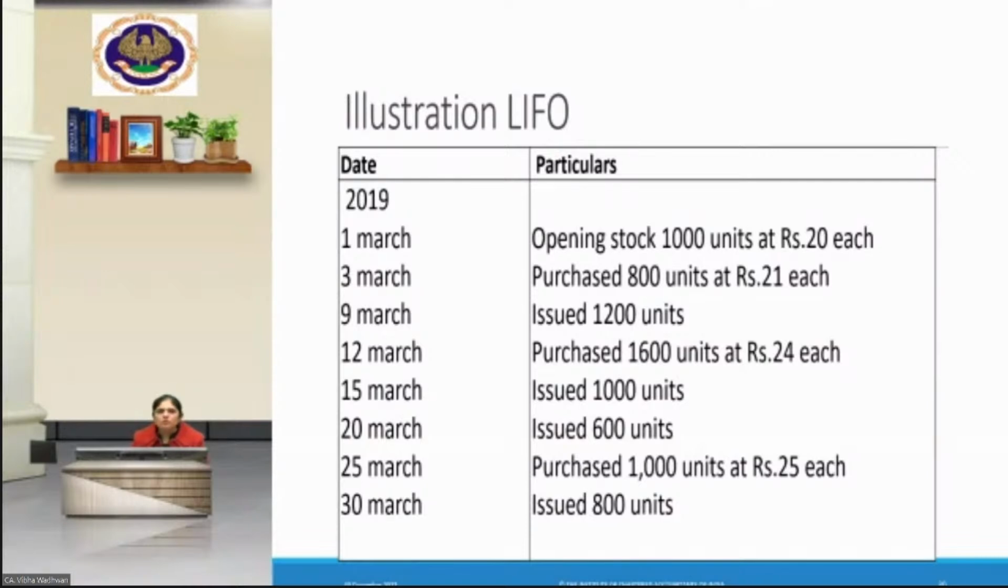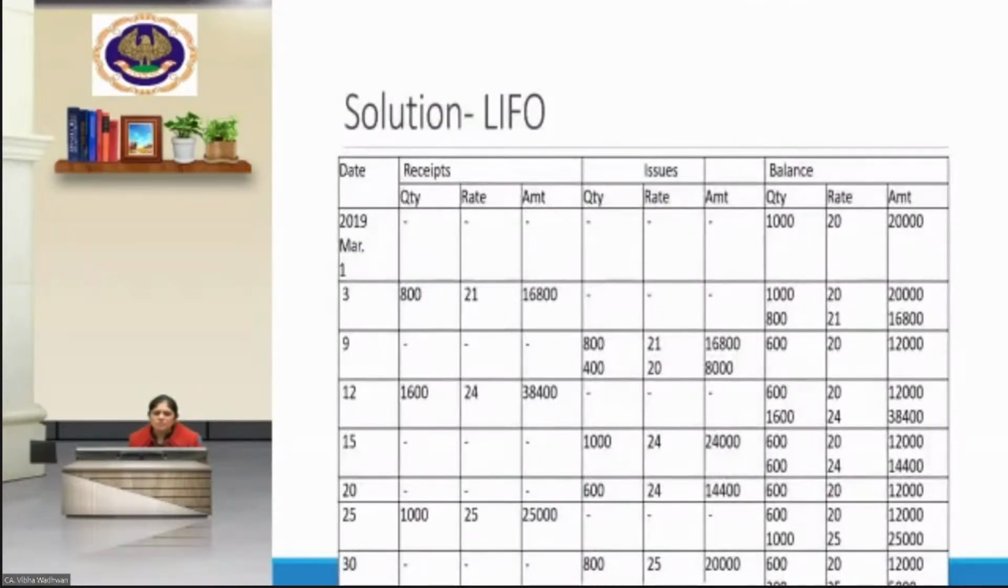Let us get back to LIFO, and I'm taking you to the solution. So this is the solution of LIFO. Again, the 4 columns: date, receipts, issues, and balance. If you have taken note of the question, there was an opening balance of 1,000 units at the rate of 20, so 20,000 was the opening balance. We have purchases of 800 on 3rd of March. So update the balance. 1,000 was the original one and 800 is the new purchase. Clear? So we have 2 stocks, one at 20, one at 21.